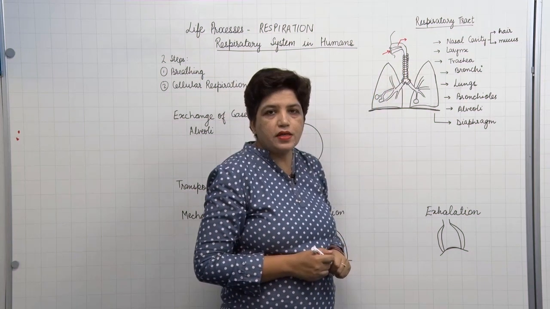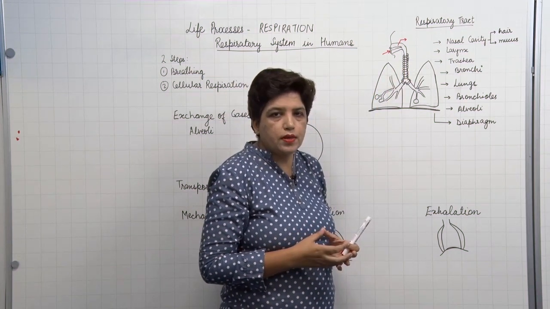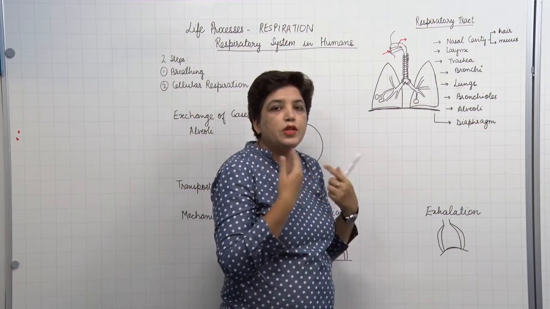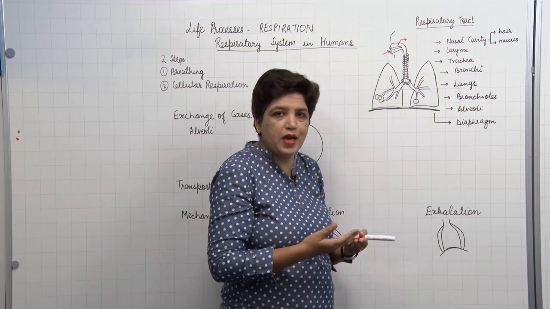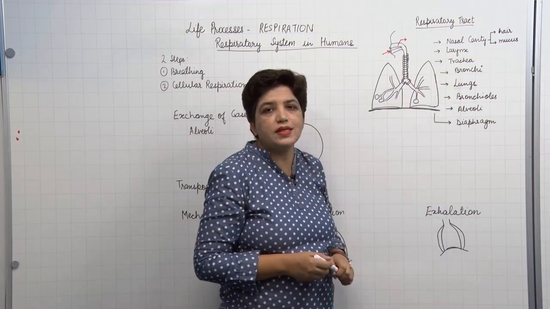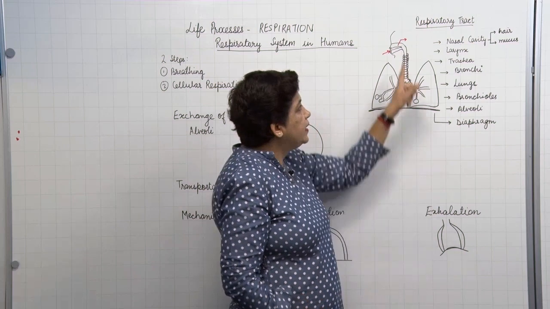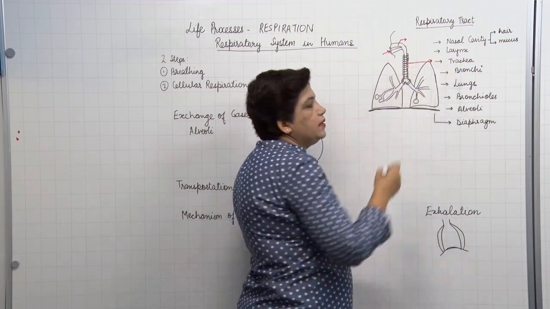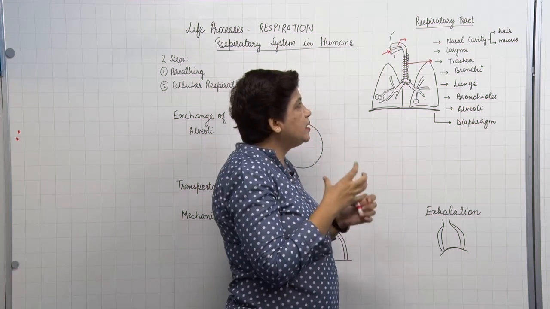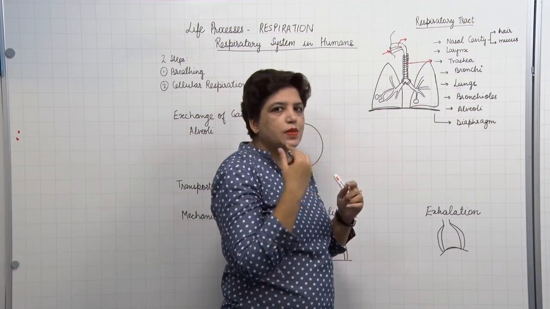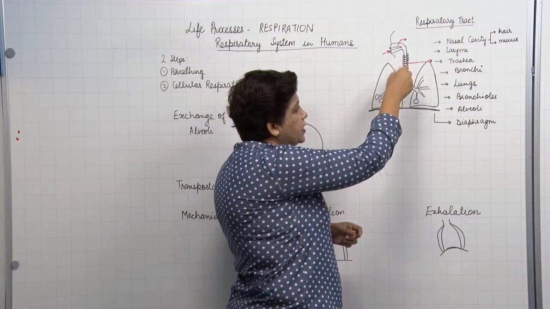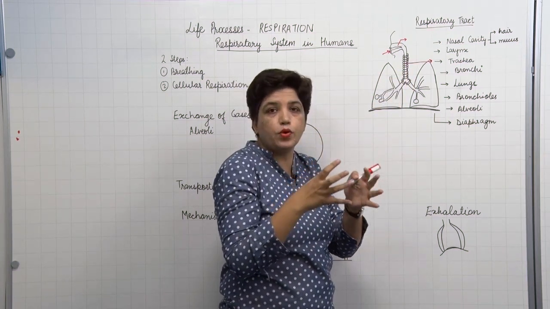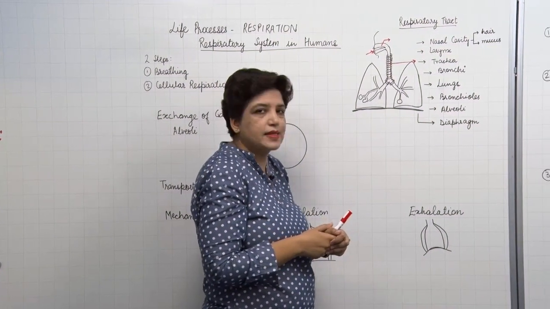Then comes the larynx, which is the voice box. As air moves through the larynx, we are able to produce sound, we are able to speak. So this larynx is known as the voice box. Then there's the windpipe, which is known as the trachea. The trachea is a collapsible pipe, so it is supported by C-shaped cartilaginous rings so that it doesn't collapse. It is supported by these tough rings.